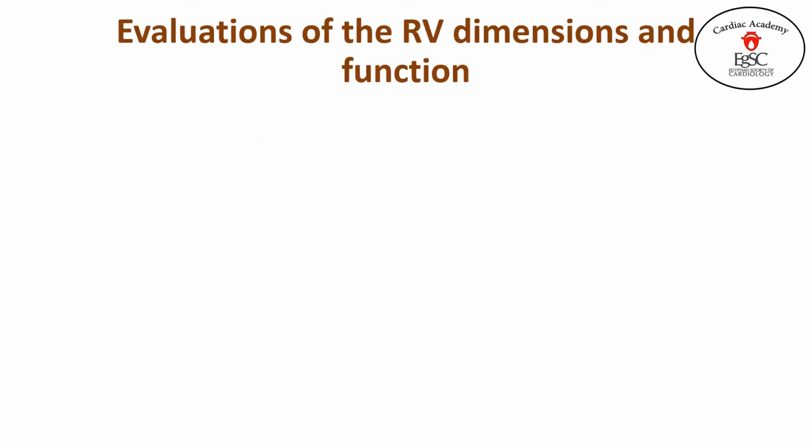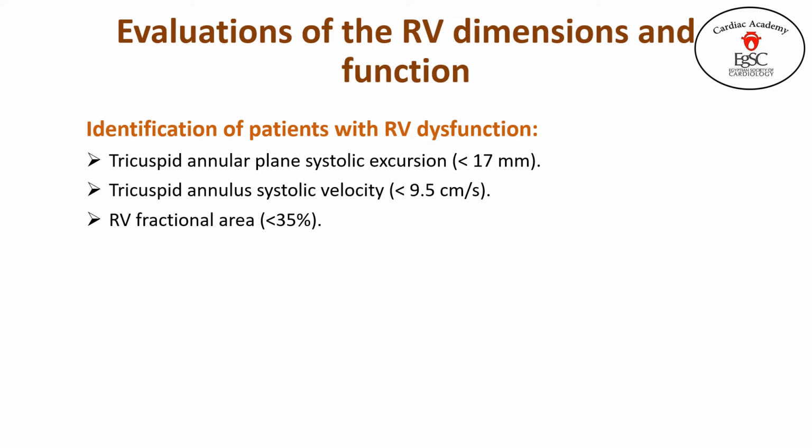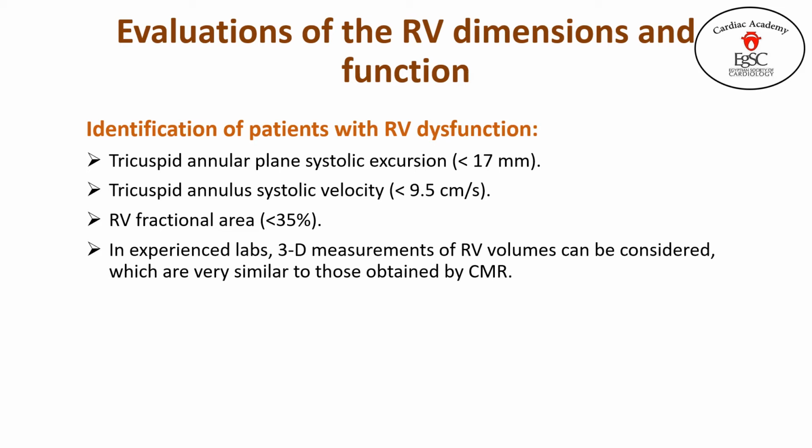Evaluation of right ventricular dimensions and function. Identification of patients with right ventricular dysfunction depends on tricuspid annular plane systolic excursion of less than 17 mm, tricuspid annular systolic velocity of less than 9.5 centimeters per second, and right ventricular fractional area change of less than 35%. In experienced labs, 3D measurements of right ventricular volumes can be considered, which are very similar to those obtained by cardiac magnetic resonance.